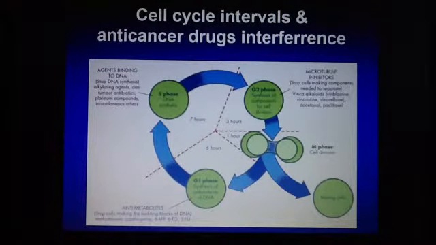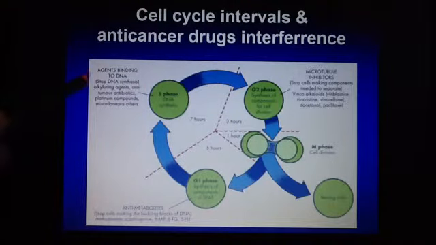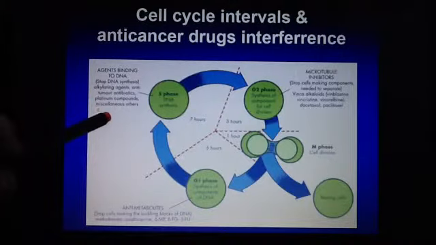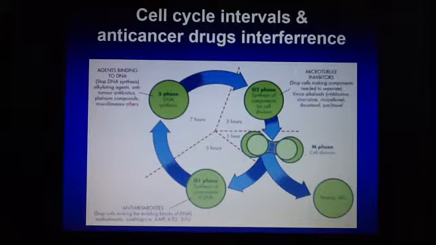Next we have the cell cycle intervals and anti-cancer drugs interference, so we're looking at what part of the cell stages these drugs intervene. For example, in the S phase, these are agents binding to DNA to stop DNA synthesis, such as the alkylating agents, the anti-tumor antibiotics, the platinum compounds, and miscellaneous others. These are agents that bind to DNA.